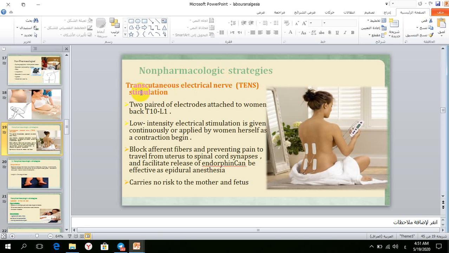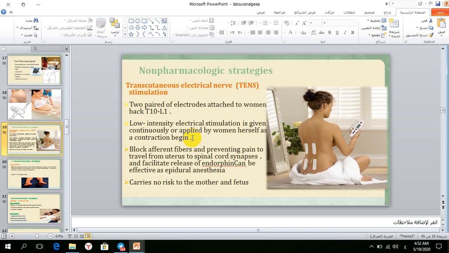Non-pharmacological strategies: transcutaneous electrical nerve stimulation, TENS. Two pairs of electrodes attached to women's back at the level of T10 to L1. Low intensity electrical stimulation is given continuously or applied by the woman herself as a contraction begins. يعني ممكن المريضة بنفسها تسوي التطبيق هذا، ومن تبدي اليوتراين contraction تبدي low intensity electrical stimulation.